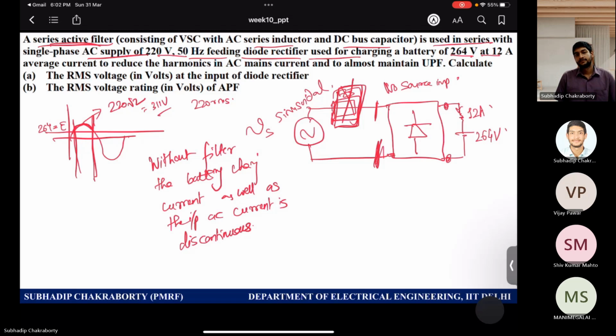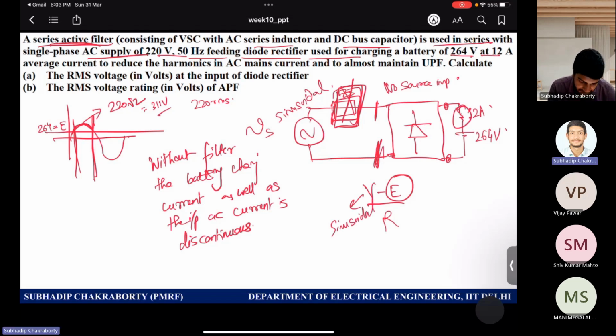Yes, sir. Can you tell me how the input current will look in this case? Without the filter? Sinusoidal? No. What is the input current? It is (V minus E) by R. There is an offset. E is sinusoidal. Consider the small r, okay? So that will not be sinusoidal, as you understand, without the filter, I am telling you.